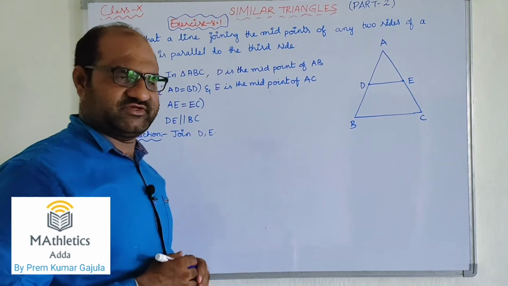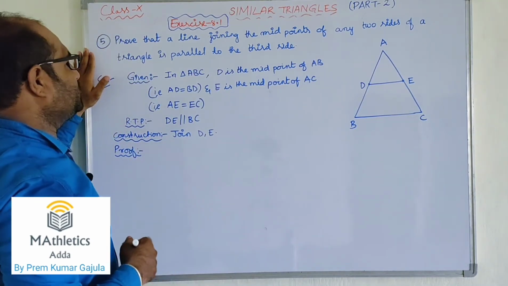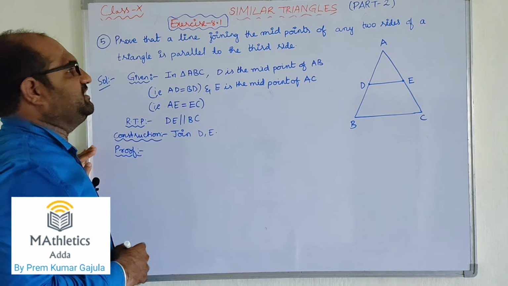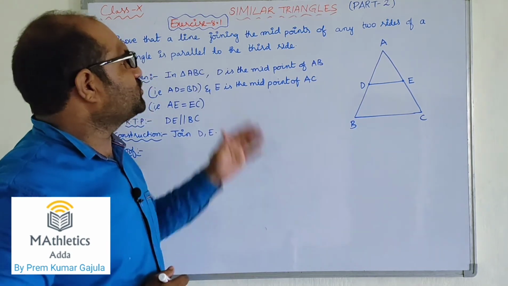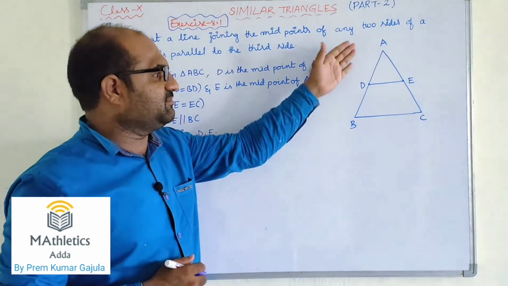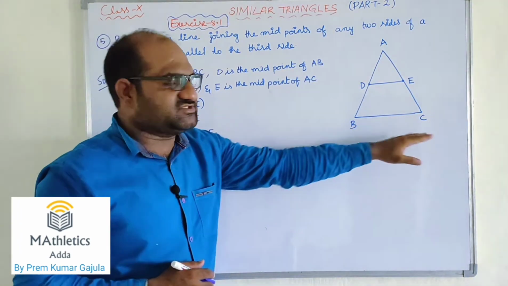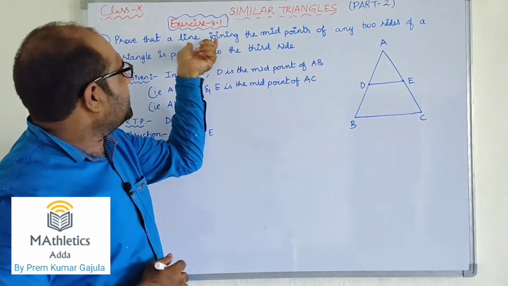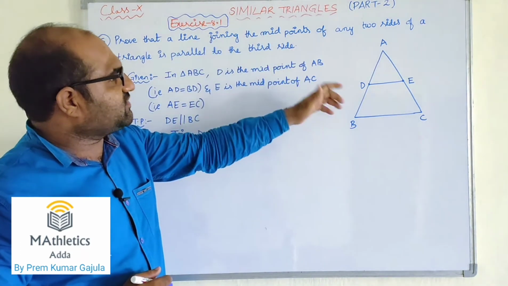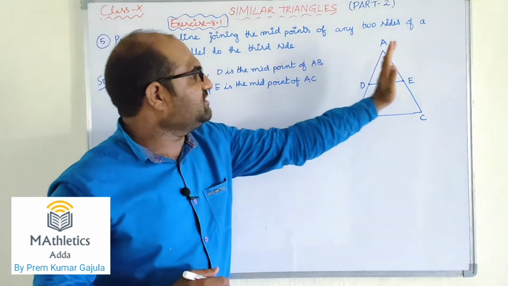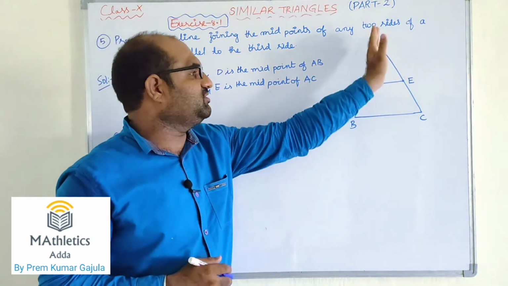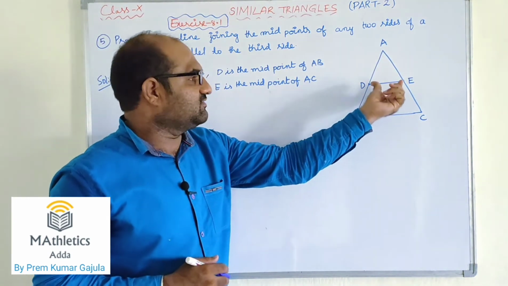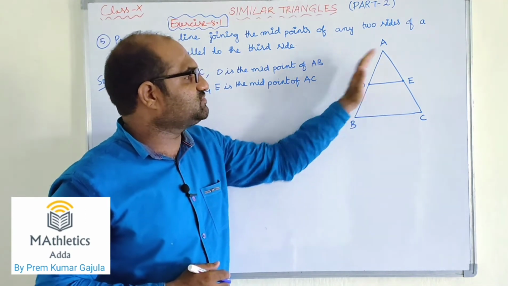Now let us look at the next question. Question number 5. Prove that a line joining the midpoints of any two sides of a triangle is parallel to the third side. Okay. To understand this question, let us take the help of a diagram. So I have taken triangle ABC. And the line joining the midpoints of any two sides. So I am taking the two sides as AB and AC. And I am taking D as the midpoint of AB and E as the midpoint of AC. And I am joining this. Now this will be the line joining the midpoints of these two sides.